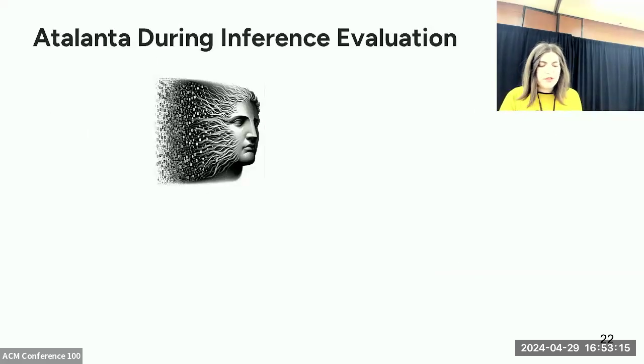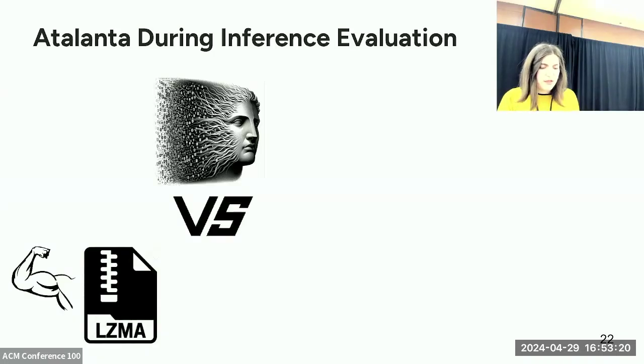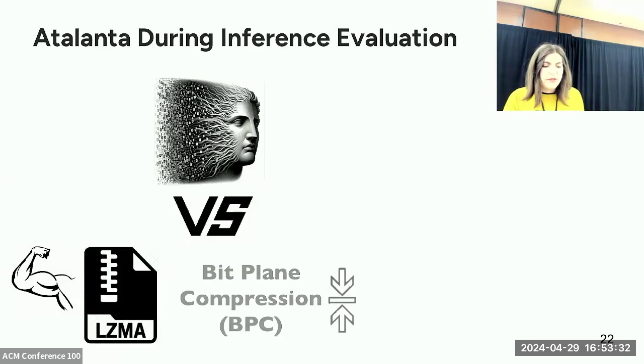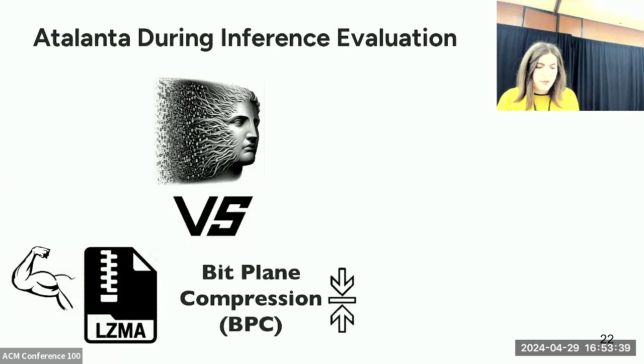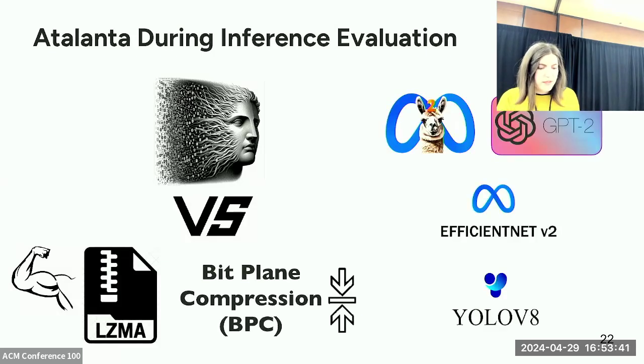So going into the evaluation part, we compare Atalanta to 2 different classes of compression algorithms: the widely used, powerful LZMA algorithm. This algorithm is a very powerful compression scheme, but it is very expensive to implement in hardware. And the second class of algorithms is the hardware-friendly bit-plane compression algorithm. We evaluate these 3 across a wide range of deep learning models, including Llama 2, GPT-2, and also some video models.